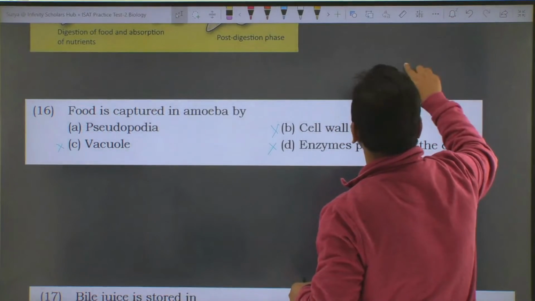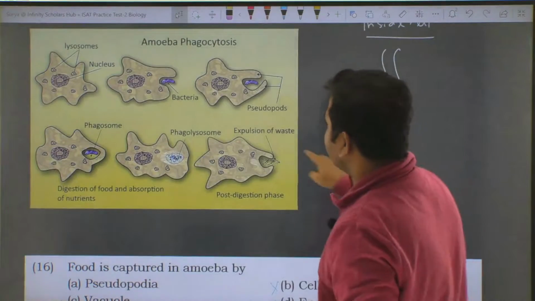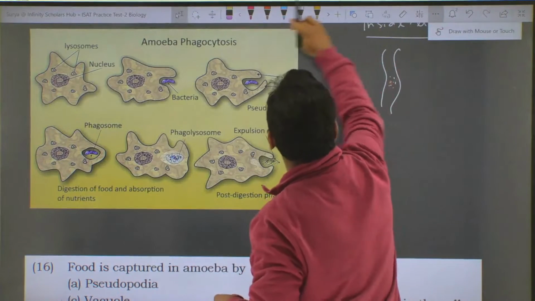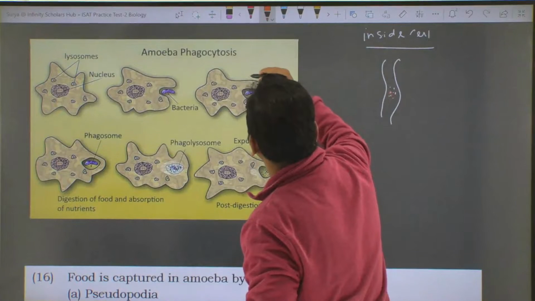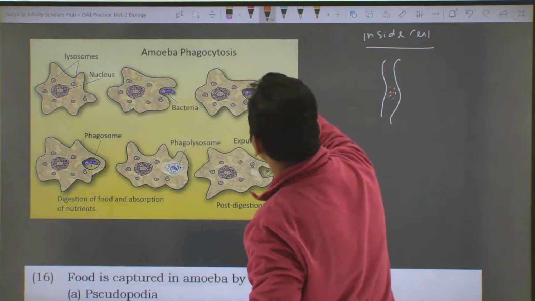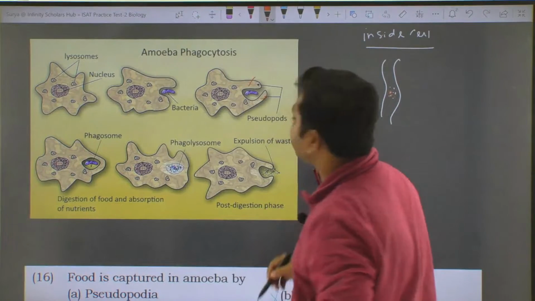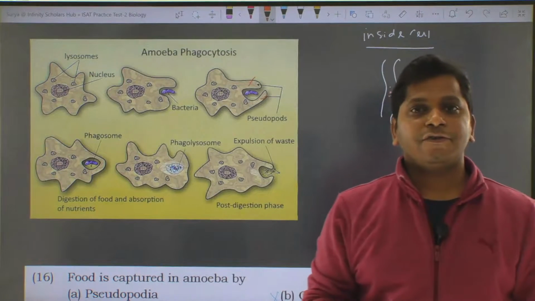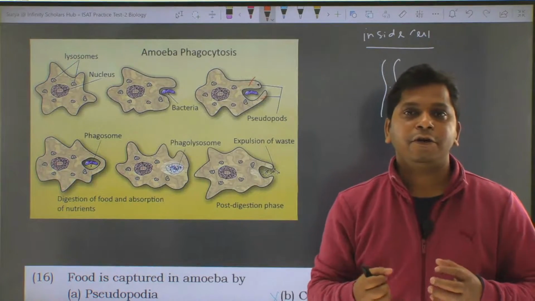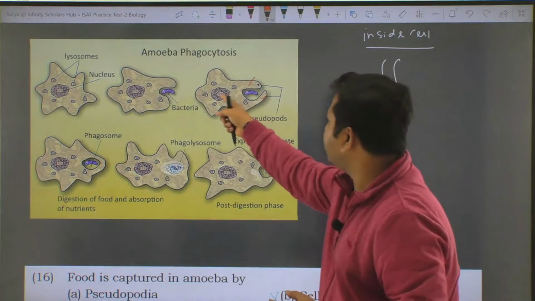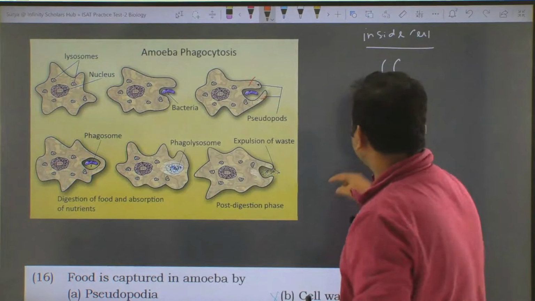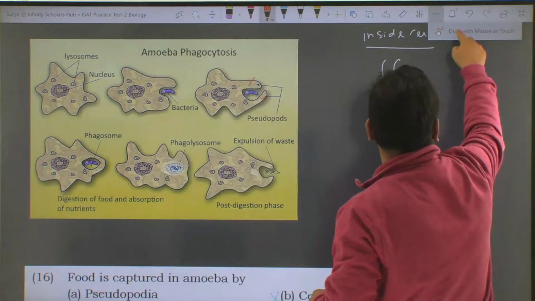If you go to the above picture, if you see here, these structures which are created here, okay, these structures especially. These are the extension of the plasma membrane, and these structures are called pseudopodia, and this is helping in the capture of the food, and the process in which the food gets inside the cell is called endocytosis. Okay, so the correct option for this question is going to be pseudopodia.